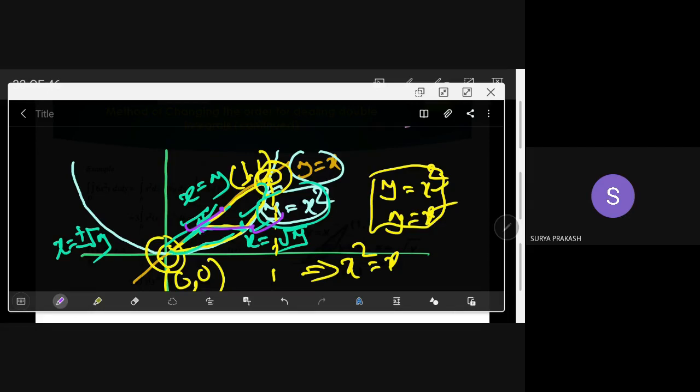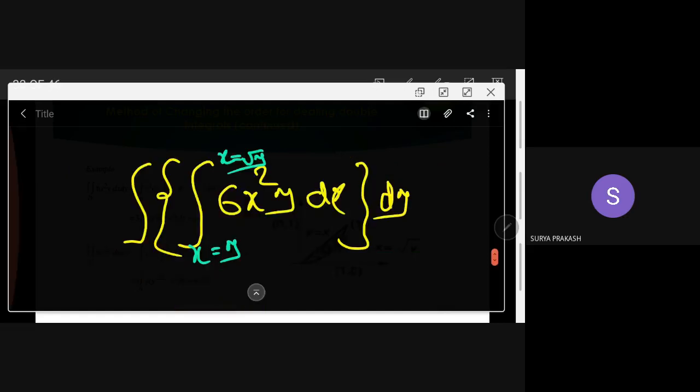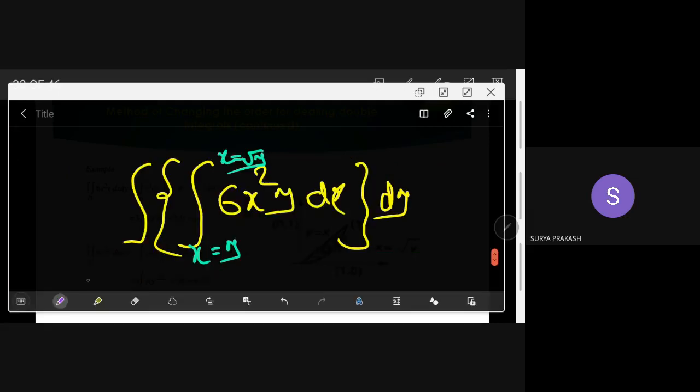Now what is the next step? You have to move this strip to cover the region, moving along the y-axis. The bottom end of this region is here and the upper end is here. So between these two, you are moving through y values. What is the y value here? Y value is 0. What is the y value here? Since the point is 1, 1, y is 1 here. So y is equal to 0 to y is equal to 1. This is how we do it.